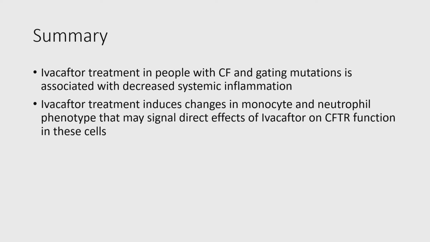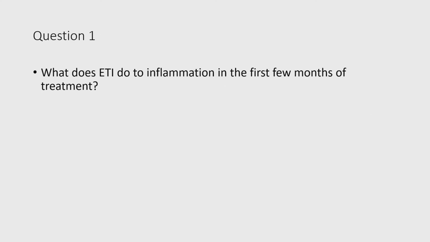in immune cell phenotyping. So the summary from this introductory part of the talk was really just to give you an idea that we do know that CFTR modulation has an effect on things even before we get to data looking at ETI. So ivacaftor treatment in people with CF and gating mutations is associated with a decrease in systemic inflammation, but also ivacaftor treatment changes monocyte and neutrophil phenotype. And that might signal direct effects of ivacaftor on CFTR function in these cells.